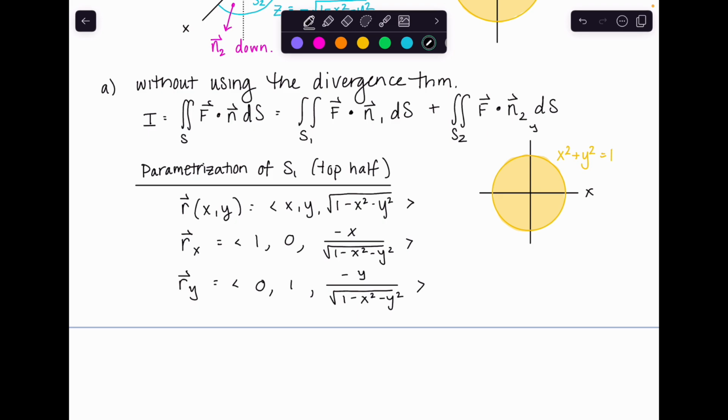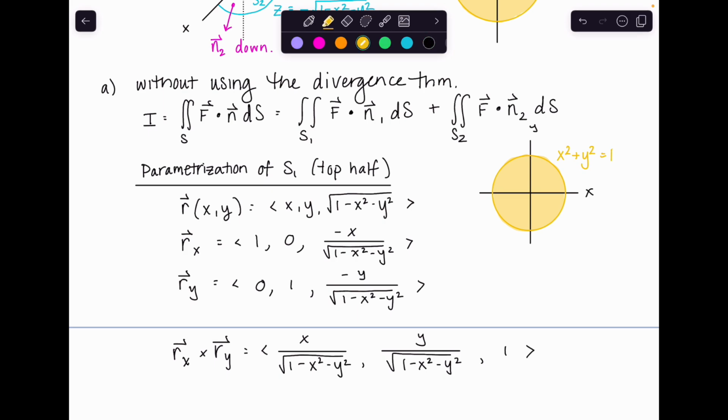Okay. Then I need to take the cross product of these, and I want to make sure it matches that orientation. So I'm going to start by finding this cross product. If it doesn't match, remember, just negate everything. And again, for time's sake, I think you've done enough cross products at this point. I'll tell you this ends up being x over the square root of 1 minus x squared minus y squared. Then it's y over the square root of 1 minus x squared minus y squared. And then the z component is 1.